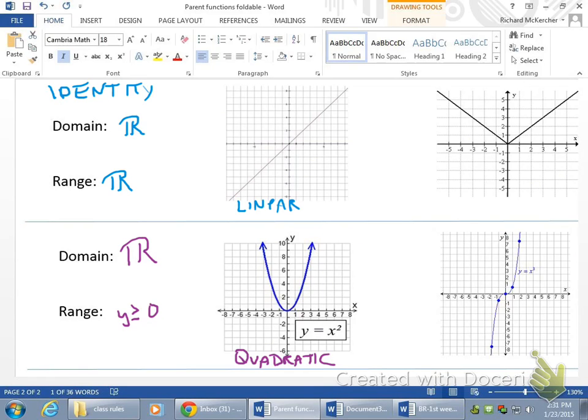Okay, on the quadratic, take a moment to recognize. Again, the domain is all real numbers because I can choose any number as x goes up, up, up. Every number is good. As x goes down, down, down, every number is good. So it's all real numbers. But for the y's, notice that this value will never get below y is 0. So it is y equals 0 and above.